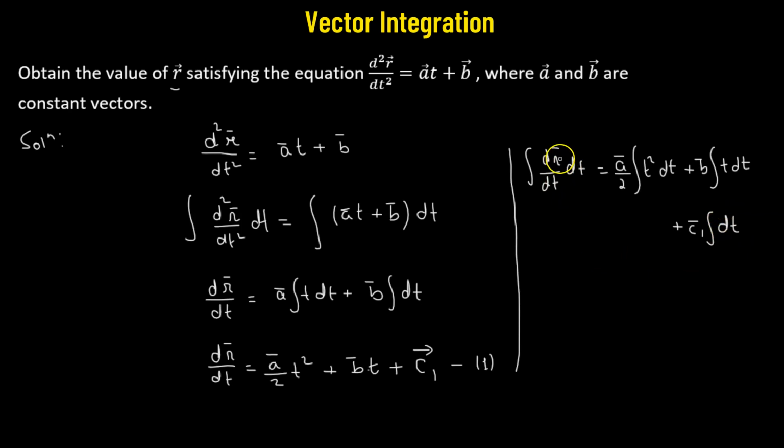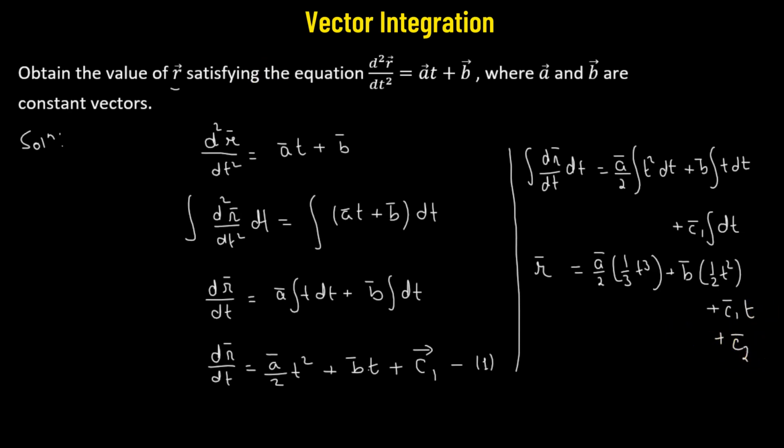The integration of dr vector over dt will be equal to vector r, which will be equal to a vector over 2 times the integration of t squared, so that will be 1/3 t cubed, plus vector b multiplied by half t squared, plus c1 vector multiplied by the integration of dt, so that's simply t. So we will get another constant of integration, which will be c2 vector.